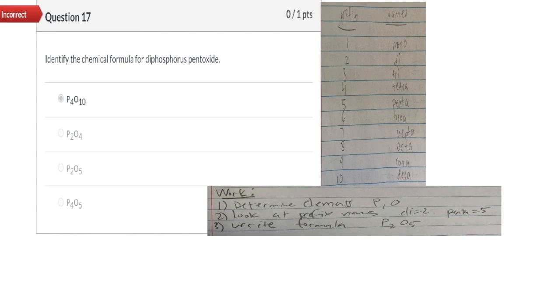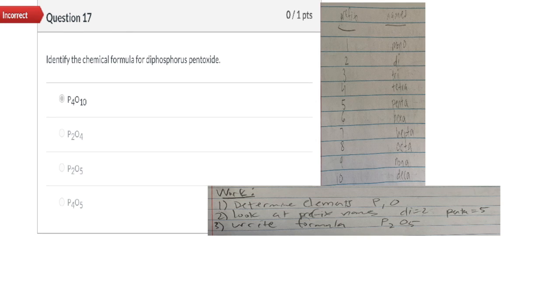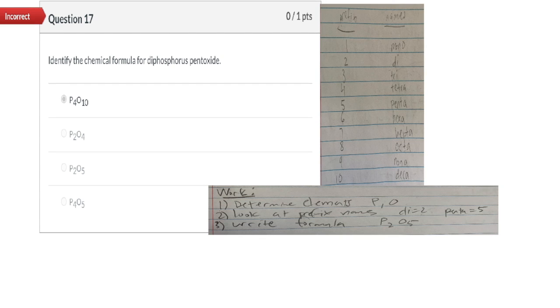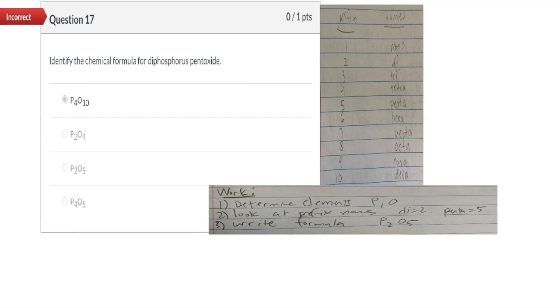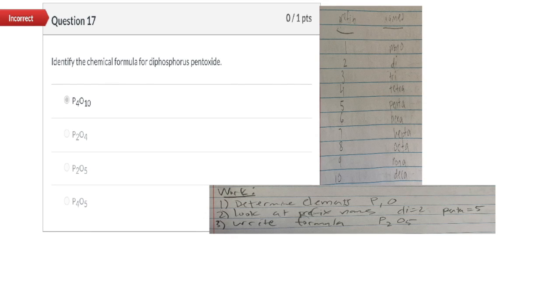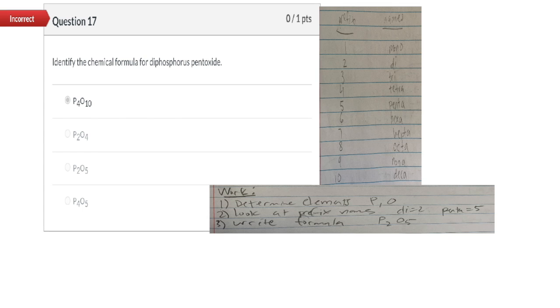Now, as you guys can see in the chart given, these prefixes: di means 2, penta means 5, mono means 1, deca means 10, and etc.